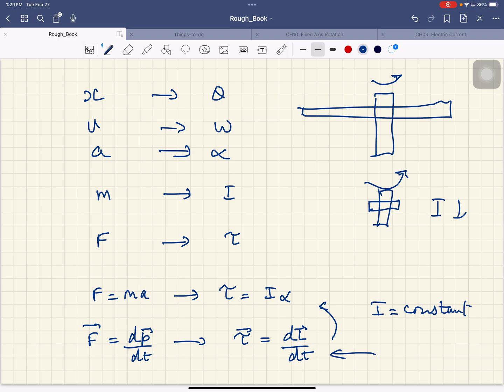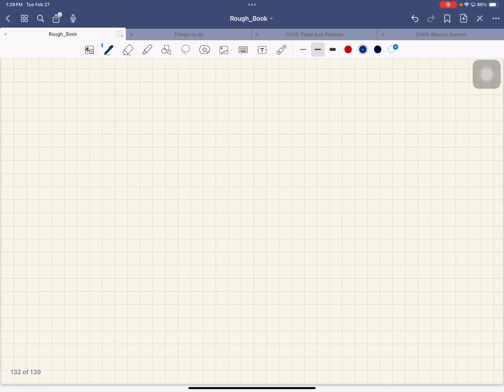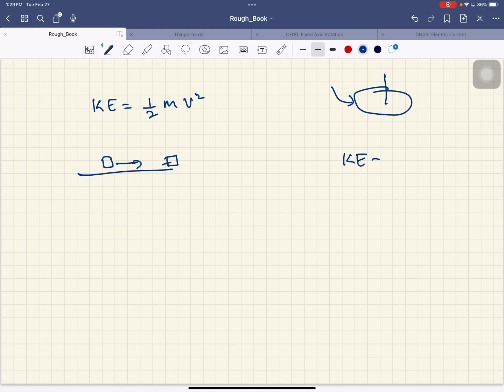So now you have enough information to tell me this. What was the kinetic energy formula? 1/2 mv squared. That was the kinetic energy of a car moving along a straight road. Now tell me the kinetic energy of a spinning wheel. What would the formula be? 1/2 times inertia times the angular velocity squared. Omega squared. Very good.